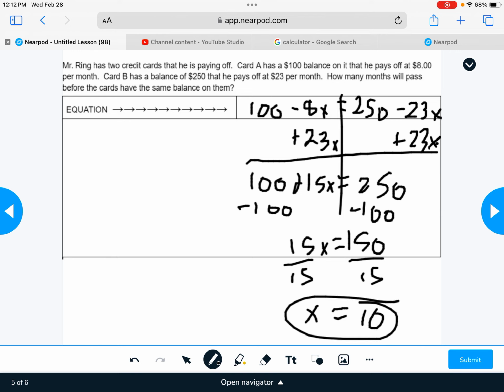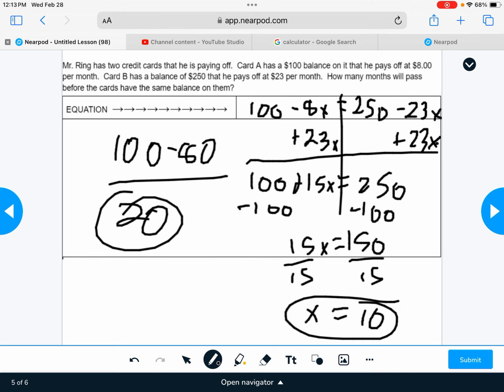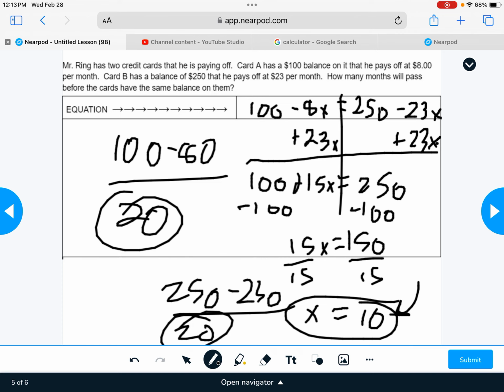This is going to be 10 months worth of paying stuff off until both cards have the same balance left on them. Now, I can tell you they're not paid off to zero. I can promise you they're not. If we said 10 months, 8 times 10 is 80. 100 take away 80 means I've still got $20 left. 250 minus 23 times 10 is 230. That's still got $20 left too. So I've still got money left on these cards to pay off. But after 10 months, they both have $20 left on them. And that's what the question's asking for. That's why the answer here is x equals 10.